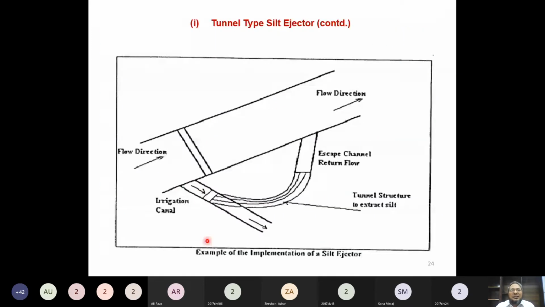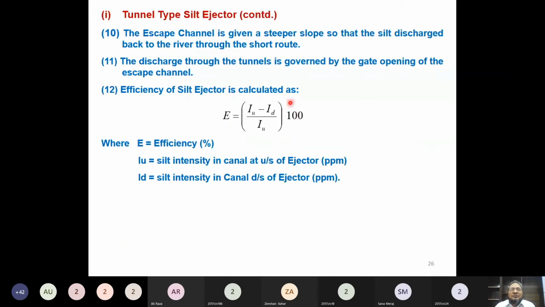If you see here, so this is the canal. So here the sediment concentration is more on upstream of the silt ejector, whereas on downstream of the silt ejector, sediment concentration is lesser. So this is the formula to compute the efficiency of the silt ejector. So if the sediment concentration on downstream is same as the sediment concentration on upstream, then how much is the efficiency of the silt ejector?